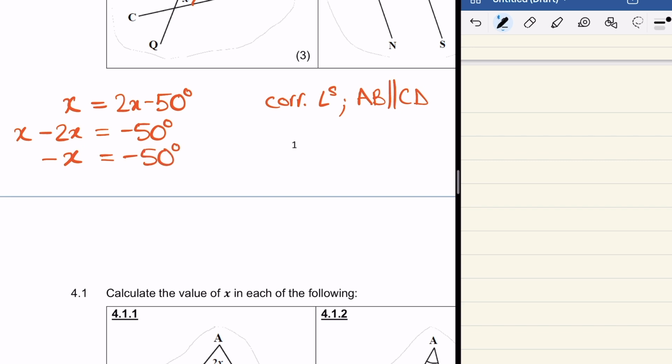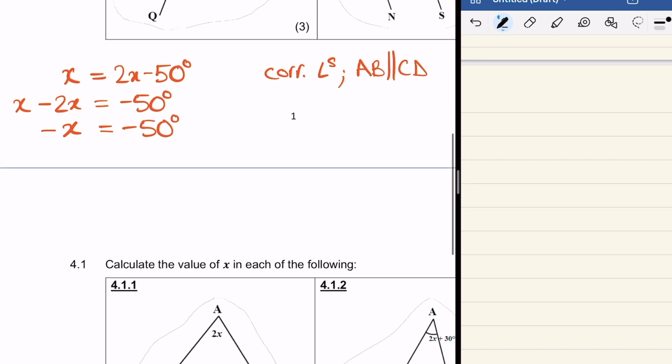Now, I don't want negative answers here. There's no such thing as a negative angle, at least not now, in grade 8. So I don't want this minus here, so that's a minus 1. I want to get rid of the minus 1, and I do that simply by dividing by minus 1 on both sides, and that gives me an answer of X on this side, and negative 50 divided by negative 1 gives me positive 50. So that's how I get my answer to be positive, because I cannot have a negative angle.